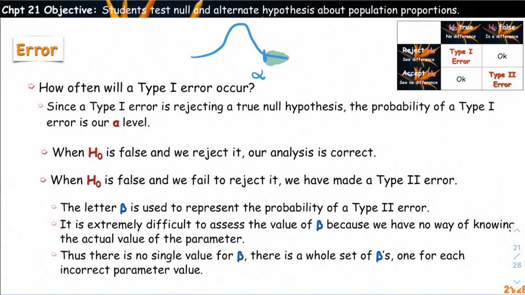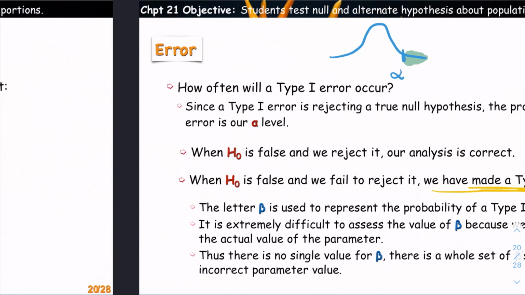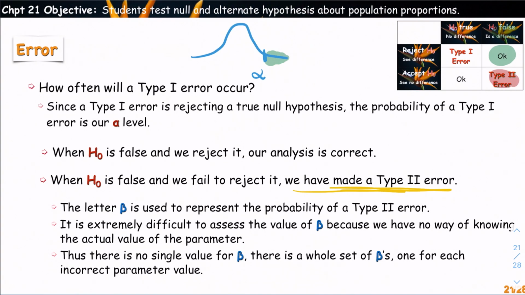When the null is false and we reject it, our analysis is okay. So when the null is false and we reject it, we did what we were supposed to do. When the null is false and we fail to reject the null, we have made a type 2 error. So type 2 is when the null is false, but we fail to reject it. The letter B, or beta, is used to represent the probability of a type 2 error.